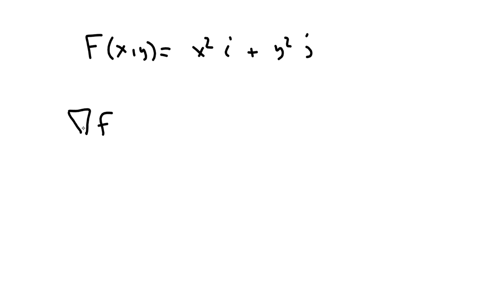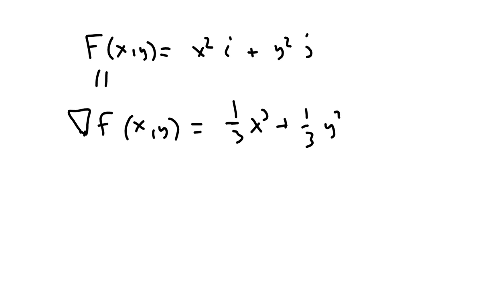Now, it turns out this vector field is special because you can express it in another way. We can say that this vector field is the gradient of some scalar function f, where that scalar function would be the following: 1/3 x to the third plus 1/3 y to the third.